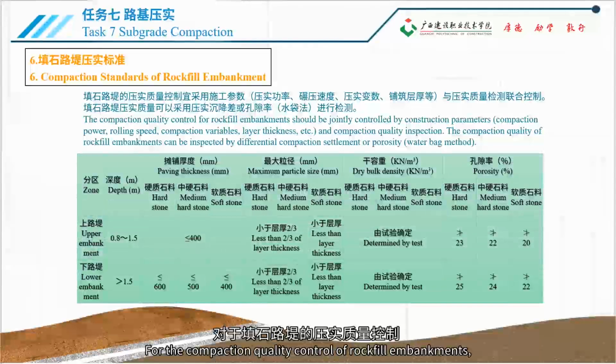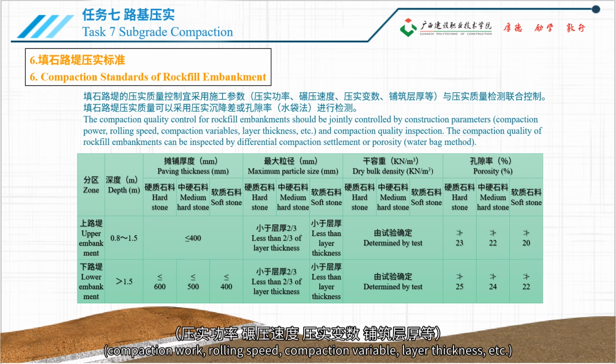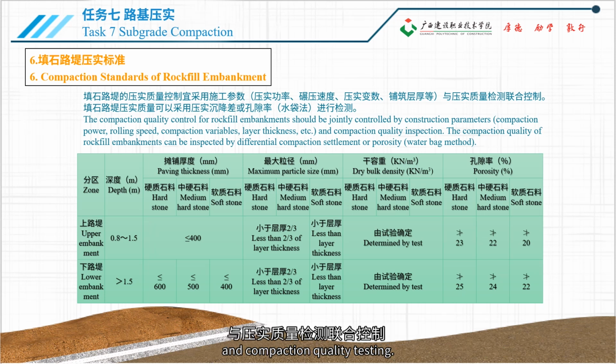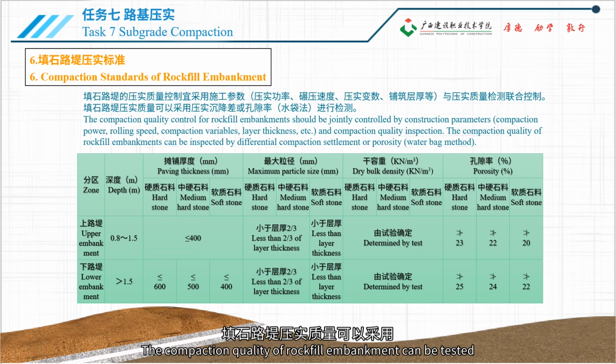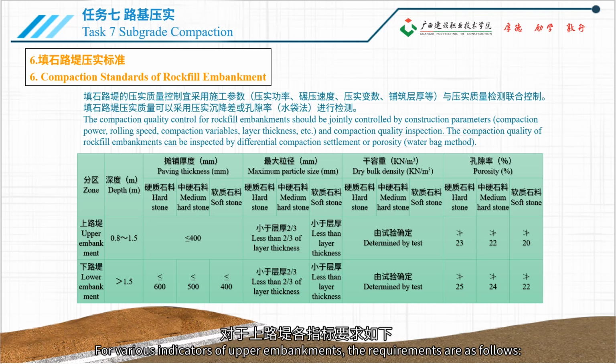For the compaction quality control of rockfill embankments, it is advisable to use a combination of construction parameters, compaction work, rolling speed, compaction variable, layer thickness, etc., and compaction quality testing. The compaction quality of rockfill embankment can be tested by differential compaction settlement or porosity water-bag method. For various indicators of upper embankments, the requirements are as follows.